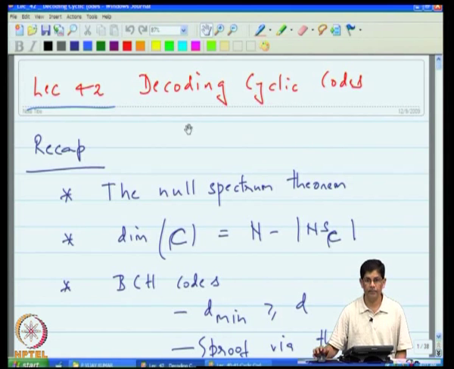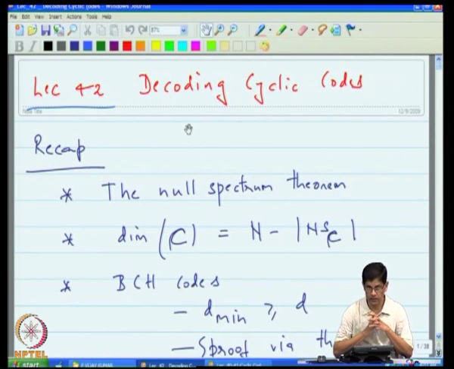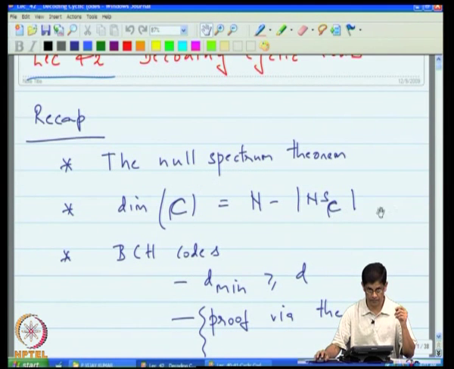So in the last class, that is lecture 41, I started discussing cyclic codes. And I mentioned to you that we are going to discuss cyclic codes from a transform domain point of view. And the connection was in terms of closed sets of frequencies. An important theorem that we showed last time was that there is a one-to-one correspondence between cyclic codes on the one hand and sets of frequencies that are closed under conjugation on the other, and that is the null spectrum theorem which appears over here.